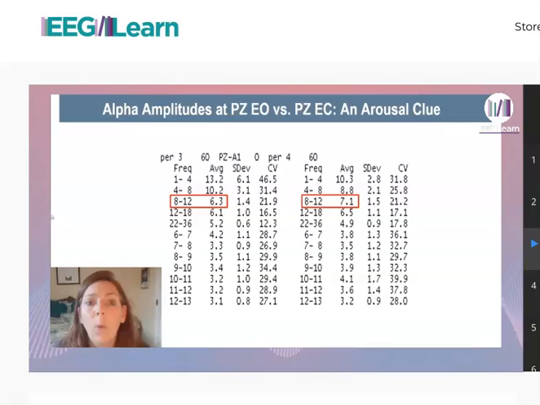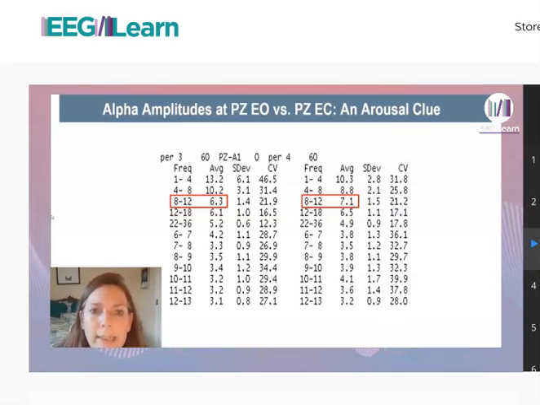Well, in this example, and by the way, this first set of numbers is a PZ eyes open recording with the frequency, the average, the standard deviation, and the CD. And then that second set of numbers is the PZ eyes closed recording. I'm interested in looking at the 8 to 12 hertz.